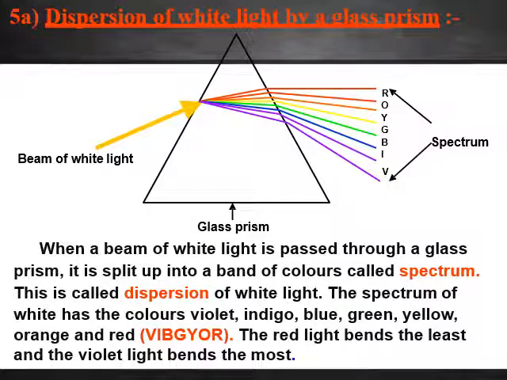Another phenomenon of light is dispersion. When a beam of white light is passed through a glass prism, it is split up into bands of color called a spectrum. This is also known as dispersion of white light. The spectrum of white light has 7 different colors. We know it as VIBGYOR, that is violet, indigo, blue, green, yellow, orange and red. The red light bends the least and the violet light bends the most.